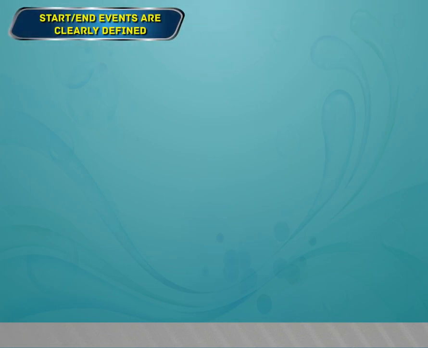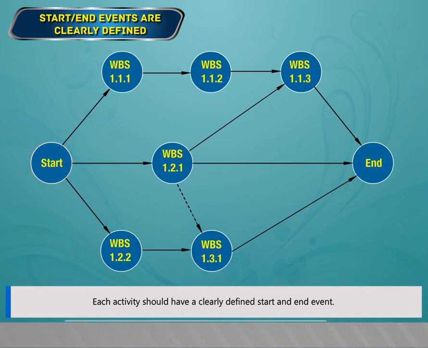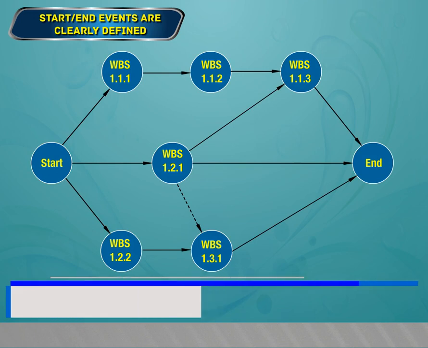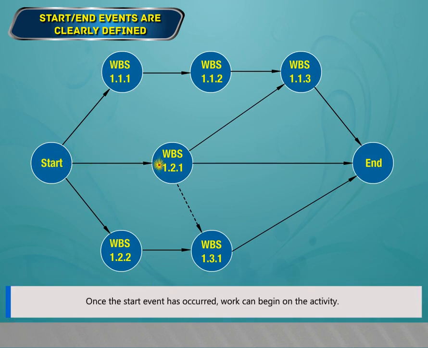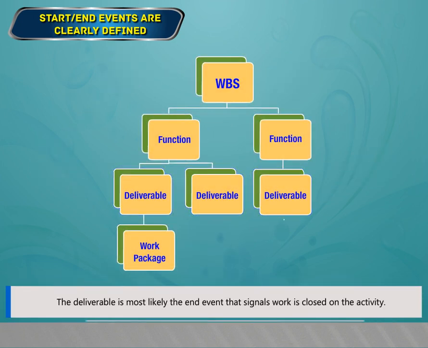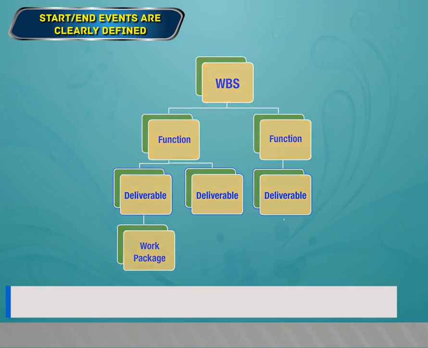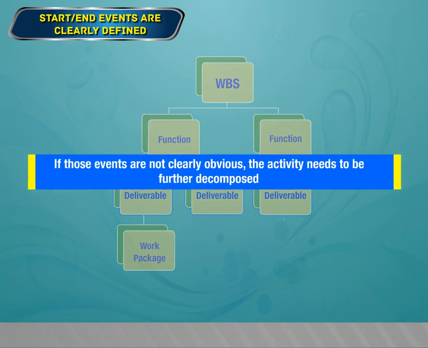Start-end events are clearly defined. Each activity should have clearly defined start and end events. Once the start event has occurred, work can begin on the activity. The deliverable is most likely the end event that signals work is closed on the activity. If those events are not clearly obvious, the activity needs to be further decomposed.